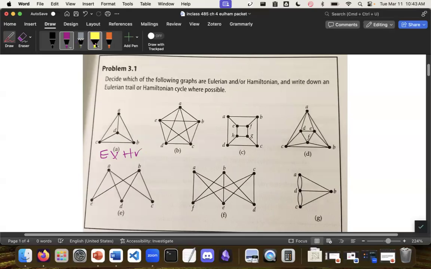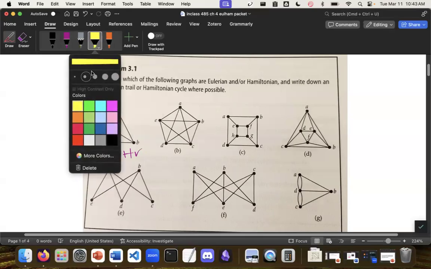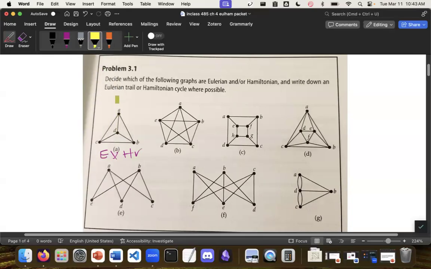We could go, let's see, can I make it smaller? Yes. So if we start at A, great, we got it. Okay, what about B? Eulerian? Some thumbs up?